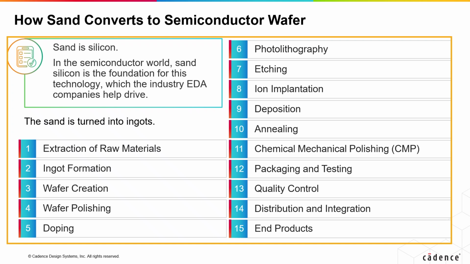This includes extracting raw materials such as sand, which leads to ingot formation. You create a wafer from it and polish it. Other processes, doping, photolithography, etching, ion implantation, deposition, annealing, and chemical mechanical polishing, follow this. After this, you do packaging, testing, and check the quality. It is then ready for distribution and integration for the end product.